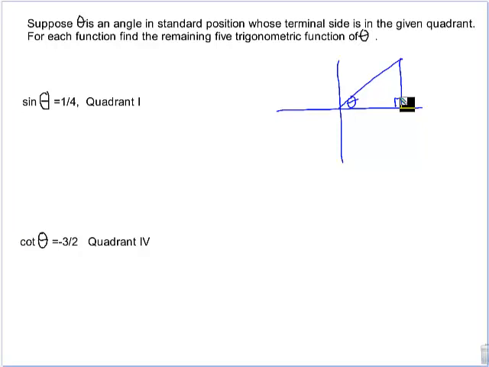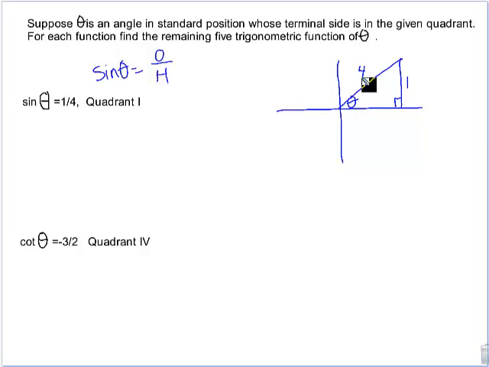And then we need to figure out what the side lengths are. Well, we are told what sine of theta is. So what sides does sine represent? Sine is opposite over hypotenuse. So if sine of theta is 1/4, what should be the length of the opposite side? 1. So we'll go to our theta, go to the opposite, and label it 1. And then what should be the length of our hypotenuse? 4.